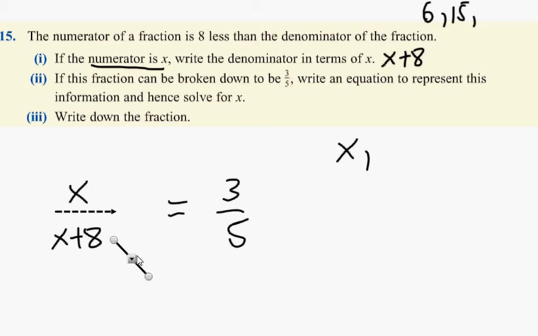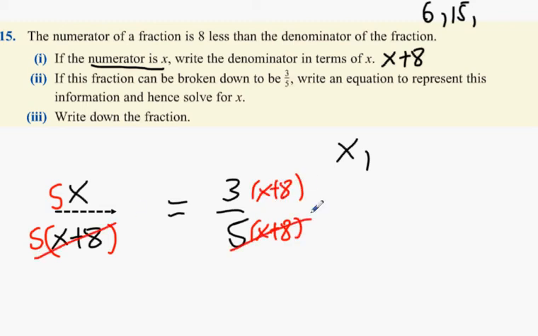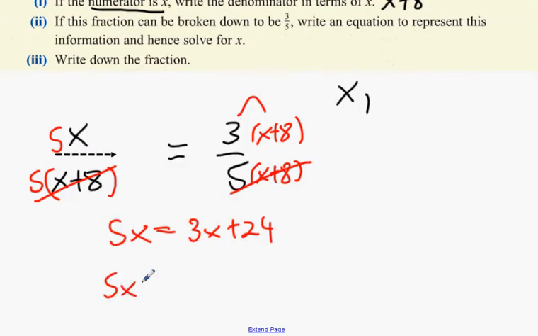We're good? How'd you solve that equation? Make the bottom the same. So put a 5 here and a 5 here. Put an x plus 8 here and an x plus 8 here. And then what happens? We get 5x equals 3x plus 24. Bring it over to the other side. 2x equals 24. X equals 12.